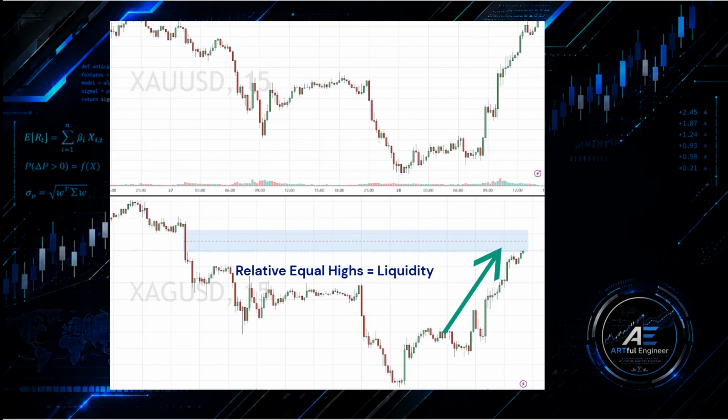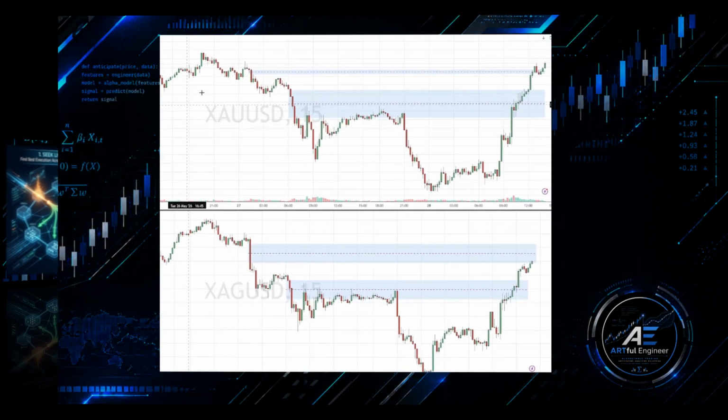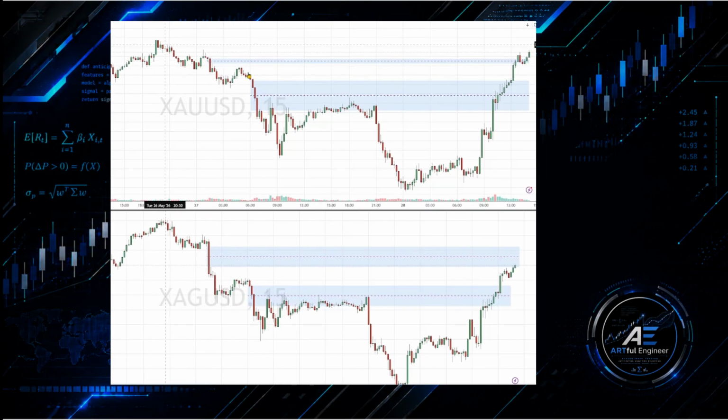A lot of failed entries happen because traders enter before the market has finished reaching for liquidity and or rebalancing inefficiency. When coupled with the concept of premium and discount, this can become a powerful narrative that price will want to revisit these zones later, and if you're in too early, you're liquidity too.